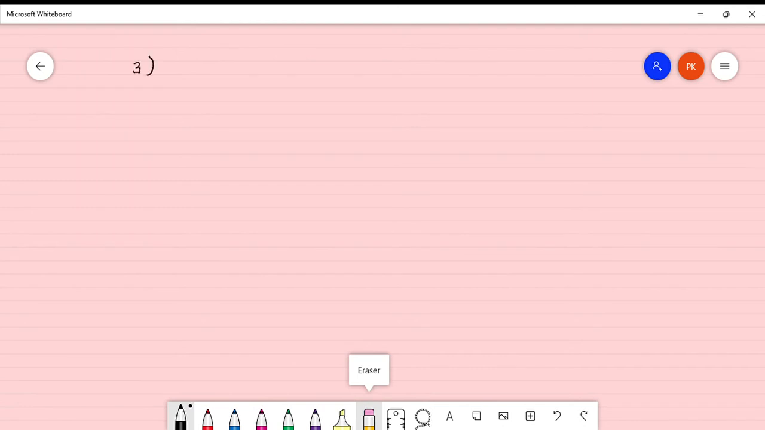7x² - 37x + 10 = 0. So multiply the constant and the coefficient of x², that is giving you 70. Now the sign of the constant term is plus. That means I want the factors of 70 such that the sum is how much?